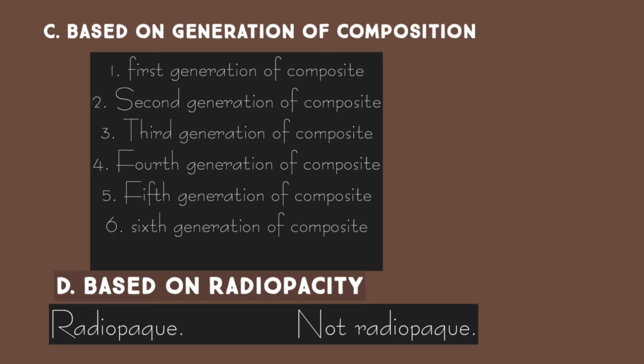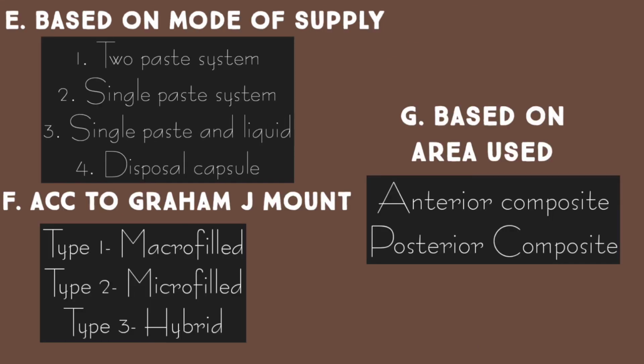The fourth classification is based on radio opacity, so they are either radio opaque or not radio opaque. The fifth classification of these dental composites is based on the mode of supply, in which we have two paste system, single paste system, single paste and liquid, and disposable capsule.